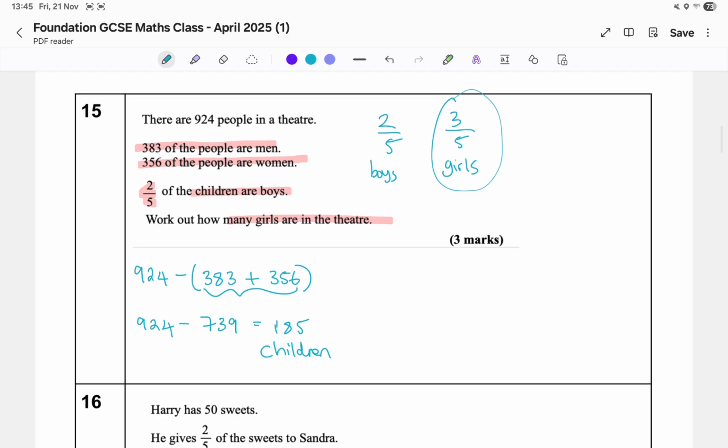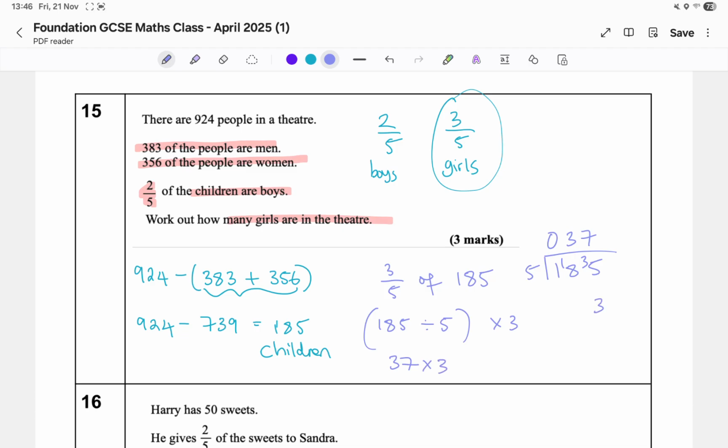So all we need to do is work out 3/5 of the amount of children to work out how many girls there are. So how you do that is you do 185 divided by 5, and then you times by the top number. So we need to work that out. 185 divided by 5, long division. 5 can't go into 1. 5 goes into 18 3 times, and the remainder is 3. 5 goes into 35 7 times.